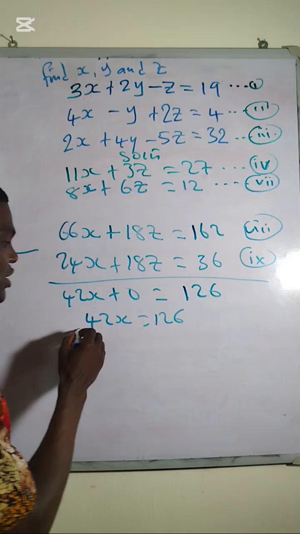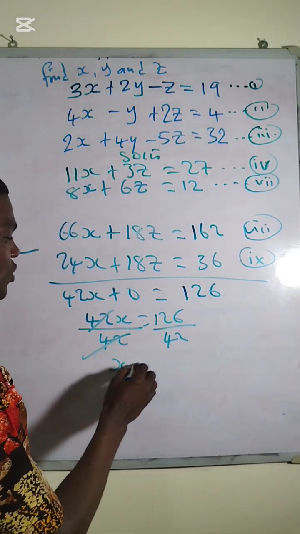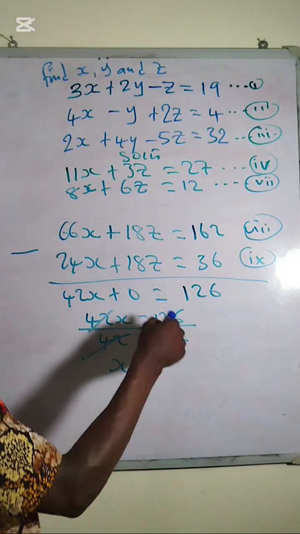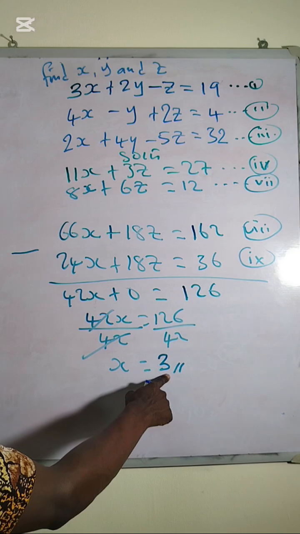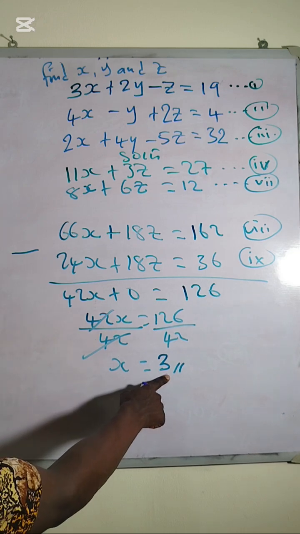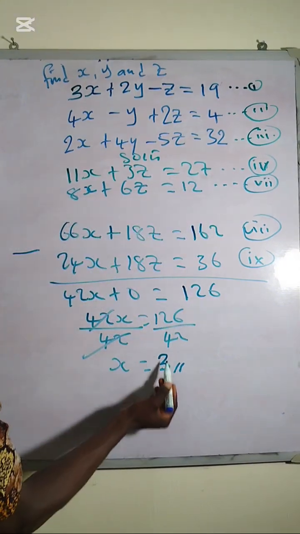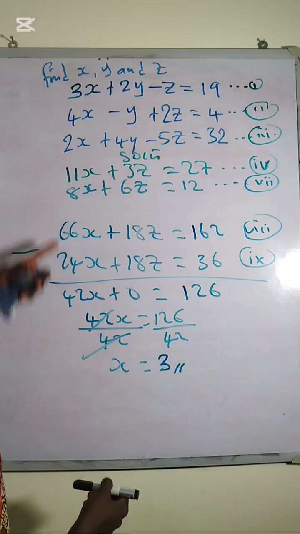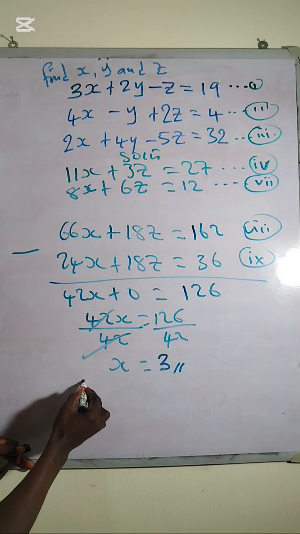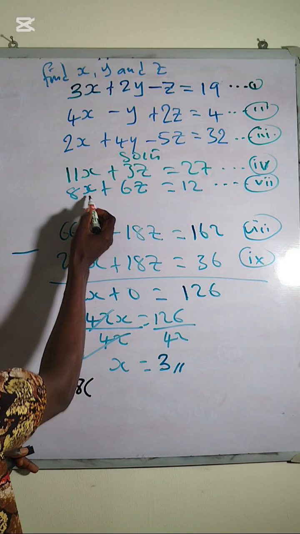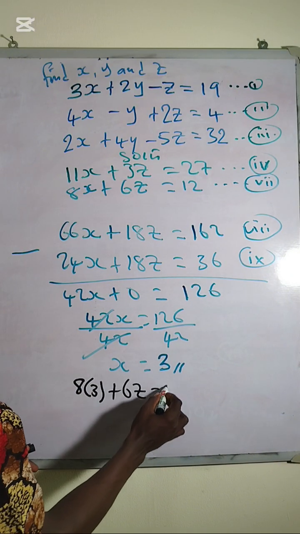So since we are looking for x, we divide both sides by 42. 42 against 42. X is equals to 126 divided by 42 will give us 3. Simple. Do you now see our x is now 3? So can we now find what is z? Yes. If we want to find z from any of the equations, I'm going to take this 3 and substitute in equation 8. So we can have 8 into, in position of x, we are going to be putting 3, plus 6z is equals to 12.